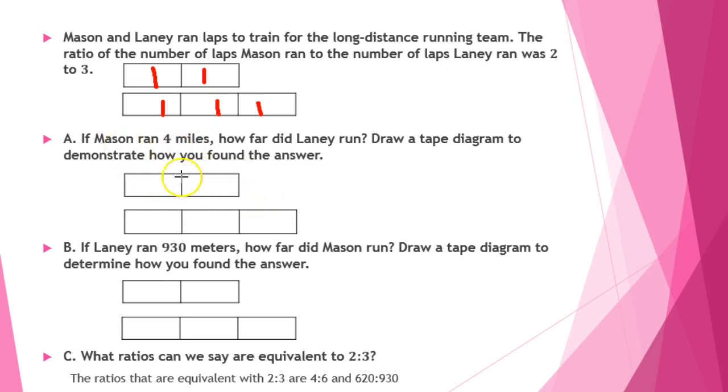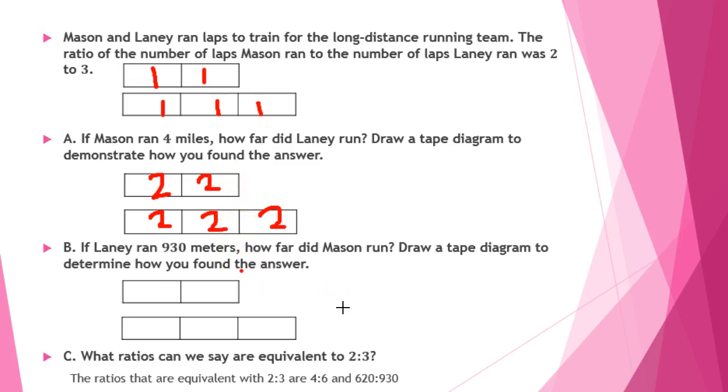So if Mason ran 4 miles, I have to split these 2 pieces of tape among the 4. So 4 divided by 2 actually gets me to 2. So each tape has to represent 2. So now I have a ratio of 4 to 6.